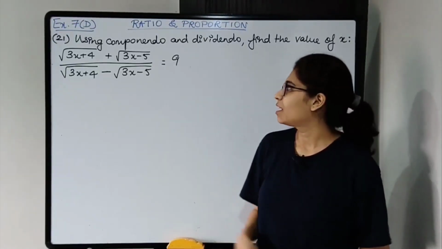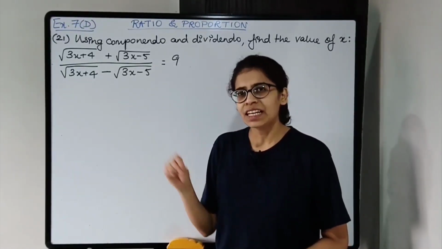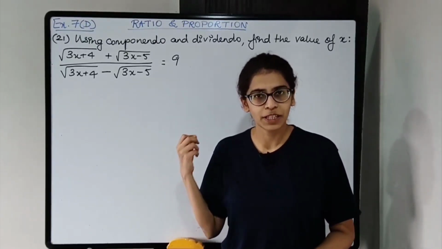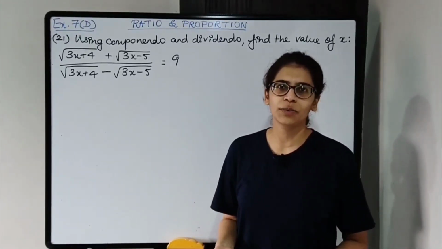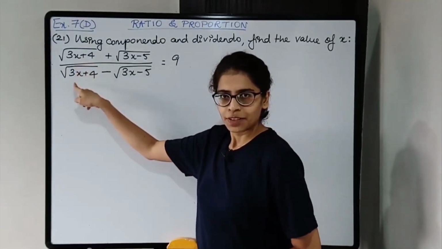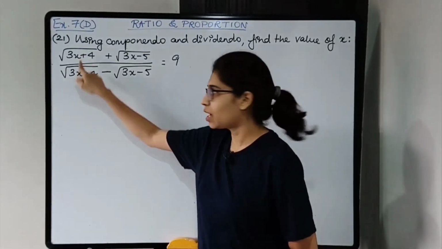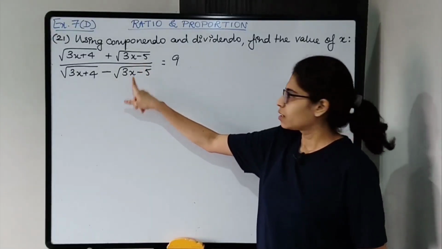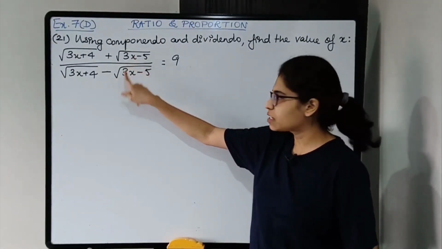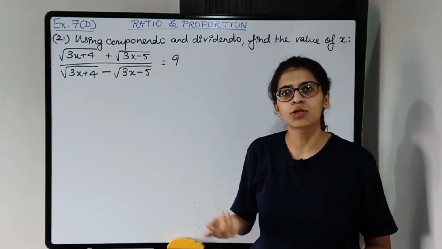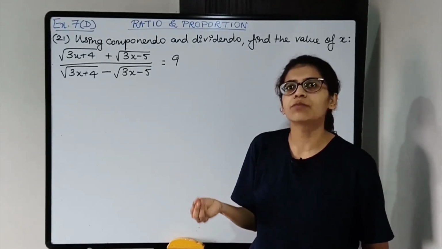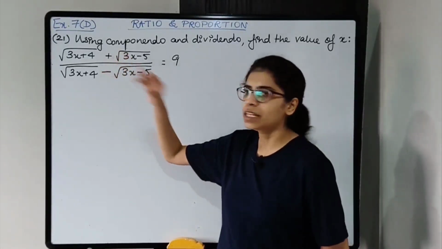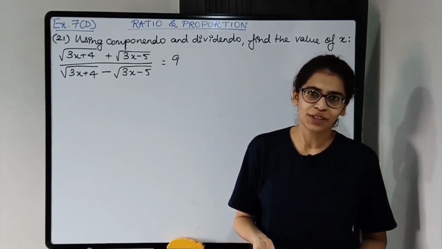Okay, very easy. In case they have not even mentioned which property you have to use, how will you find out? Check the first term should be same, so here it is the same, root of 3x plus 4. Check the second term, root of 3x minus 5, the second term is also same. The signs between them should be opposite, plus and minus, so you will use componendo dividendo.